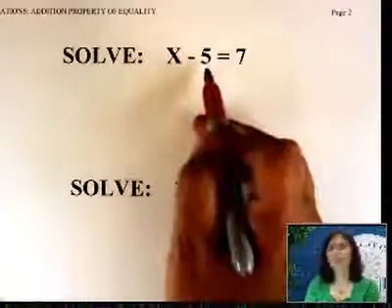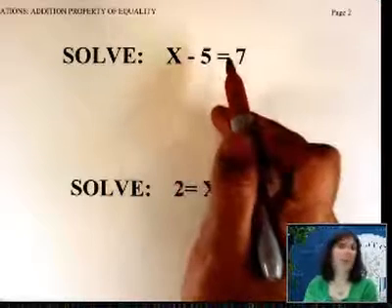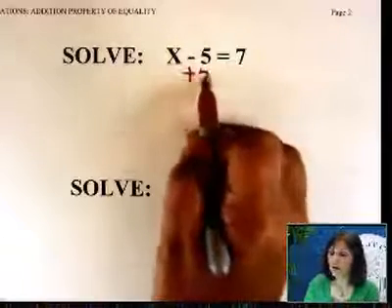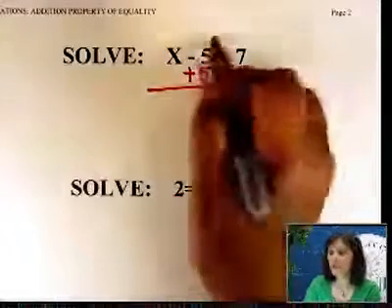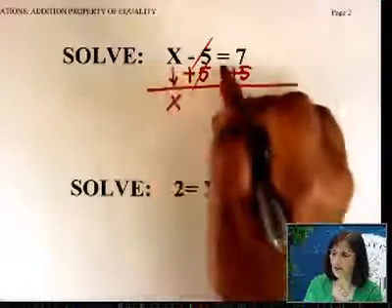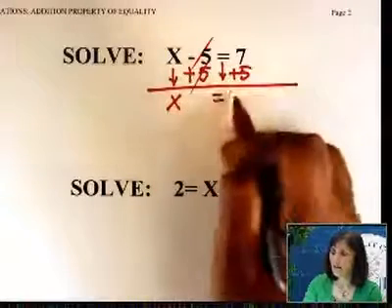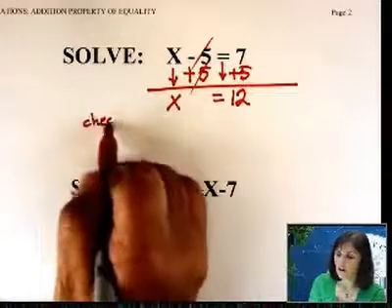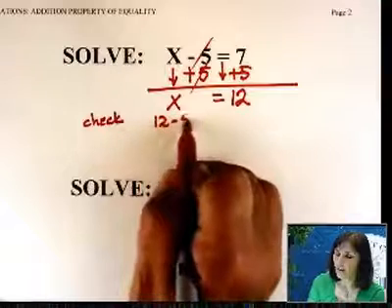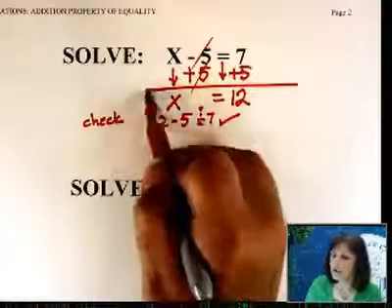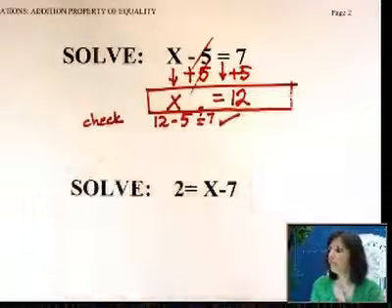So 5 is subtracted. The additive inverse of negative 5 is positive 5. Or you can think about it, since I'm subtracting, I'm going to add this time. Plus 5, plus 5. I'm allowed to do that with the addition property of equality. These two will cancel out because they're inverses of each other. You end up with x equals 7 plus 5, 12. And you can check. Is 12 minus 5, 7? Sure looks like it. So your answer is x equals 12.